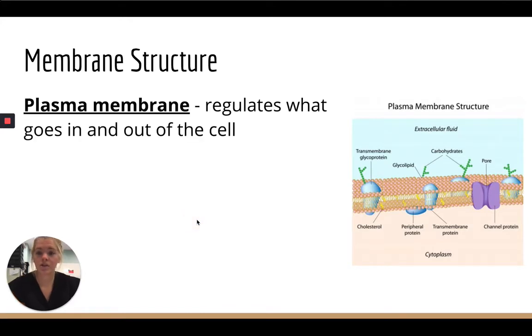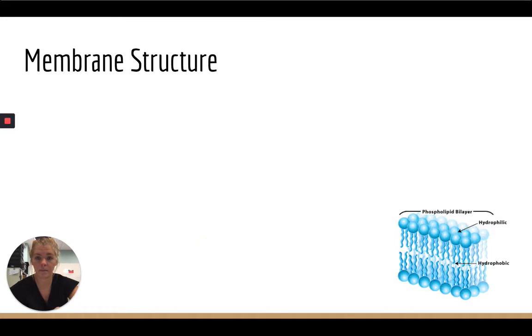So the membrane structure. You've all learned about the plasma membrane already. It's one of the organelles, and the plasma membrane just regulates what goes in and out of a cell. It's the very outer layer of most cells that regulates what goes in and out. I'm going to go kind of fast through these, so if you need more time to write down, just go ahead and pause the video.